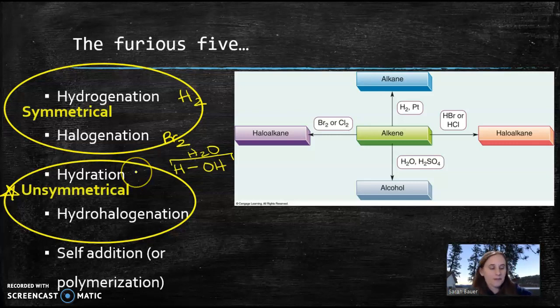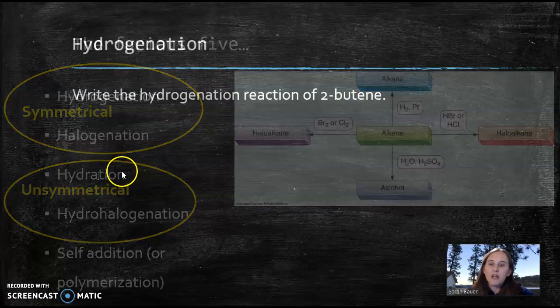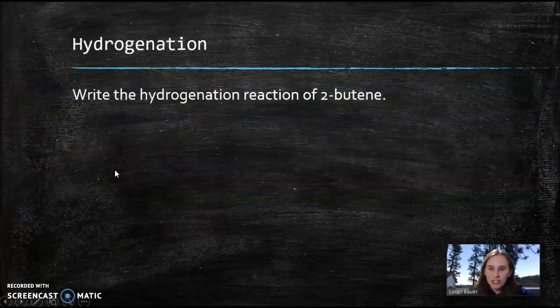Hopefully that makes sense. So let's take a look at a practice problem for each of these to get to the basics of them. So first of all, hydrogenation. We're going to write the hydrogenation reaction of 2-butene. Now this doesn't specify at all what type of formulas I need to use, so I'm going to go ahead and use a line formula because I'm lazy.